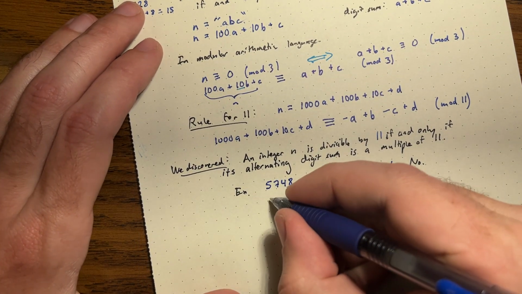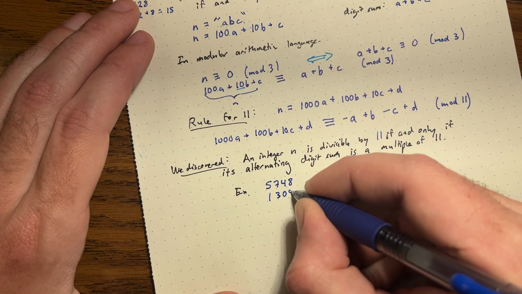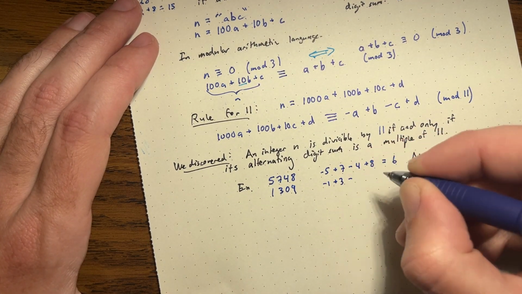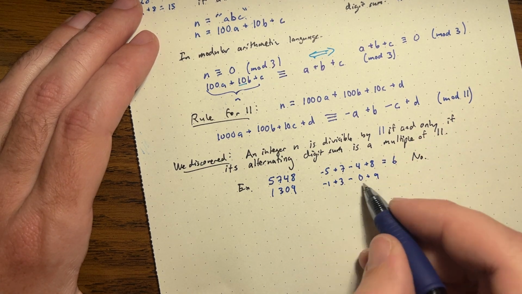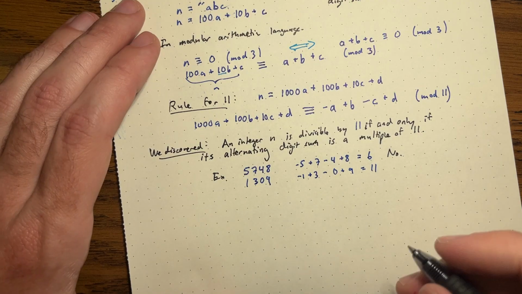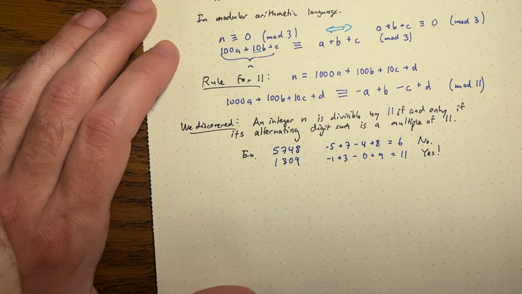How about 1309? -1 plus 3 minus 0 plus 9, plus 12 minus 1, that's 11. So yes, that is a multiple of 11. And you can check that indeed is a multiple of 11.